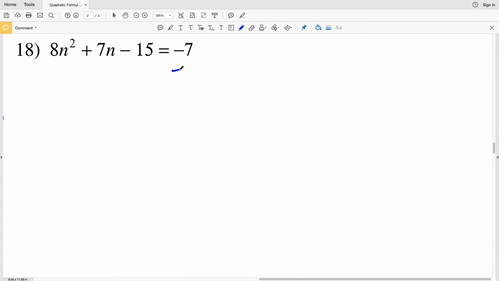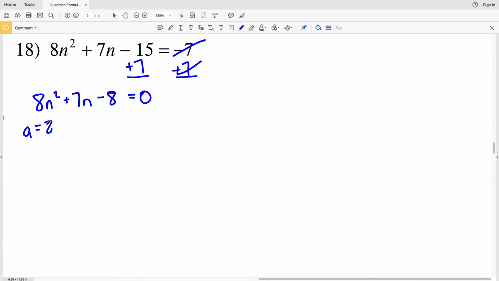Okay, so for number 18, we're going to be adding 7 to both sides. That way our quadratic equation will equal 0. So we'll have 8n squared plus 7n minus 8 equal to 0. Now we can use the quadratic formula to solve. Our a is a positive 8, our b is a positive 7, and our c is a negative 8.